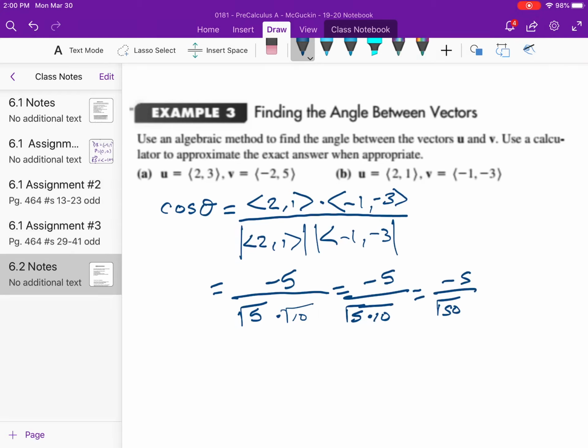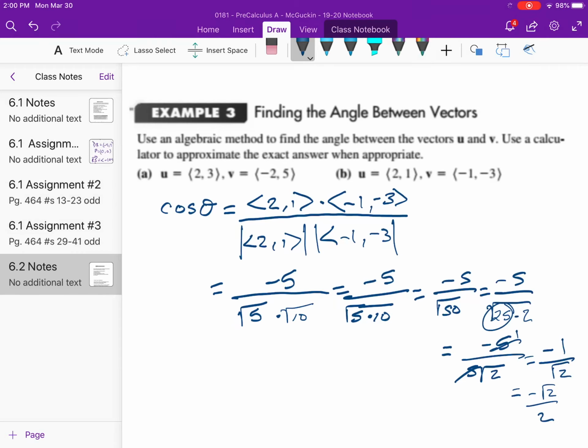And hopefully you can see why I wanted to do this, because negative 5 over square root of 50, remember, is the square root of 25 times 2. 25 is a perfect square. So I'm going to have negative 5 over 5 root 2. The 5s will cancel, and I'm left with just negative 1 over the square root of 2, which really comes out to be negative square root of 2 over 2 once I rationalize that denominator.